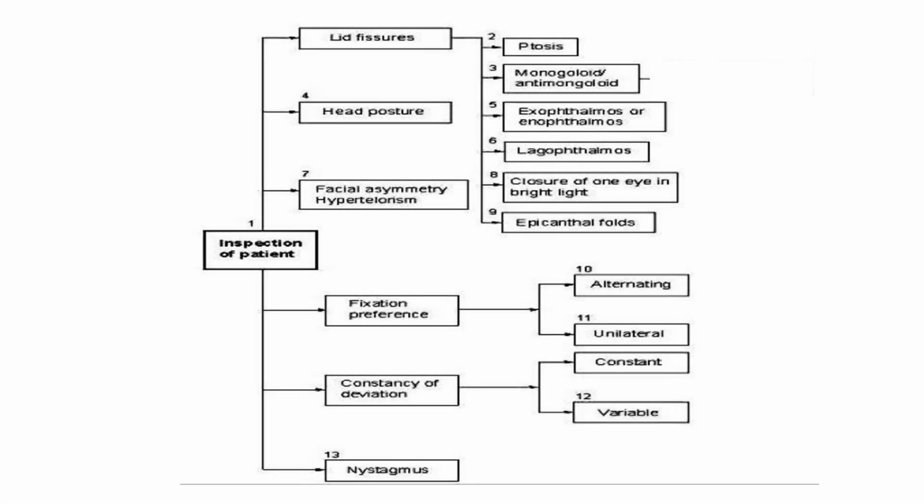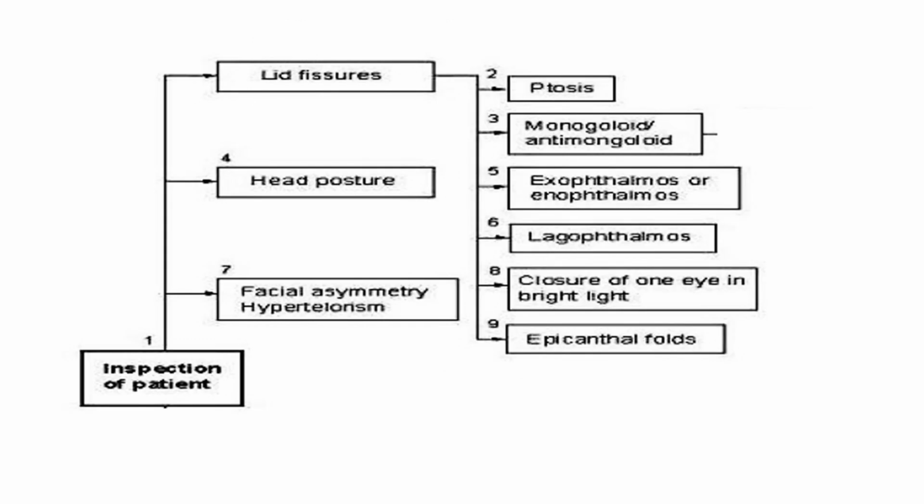Now come to the examination and inspection of the patient. If we go stepwise after the history, then it will be easy for us to diagnose and to help us in the treatment. So in inspection, we have to look at the eyelid fissure, like ptosis, Mongolian eyelid fissure or anti-Mongolian, exophthalmos or enophthalmos, lagophthalmos, closure of one eye in bright light, and the epicanthal fold.